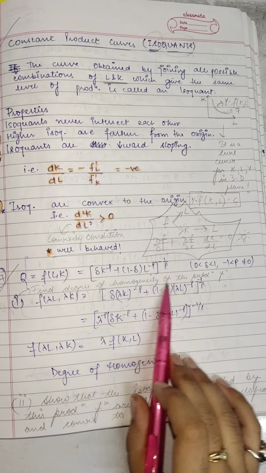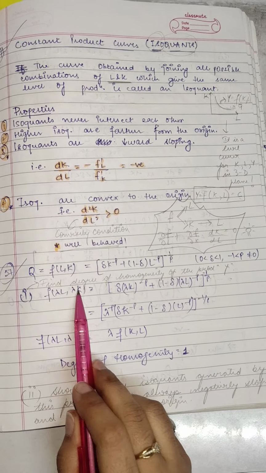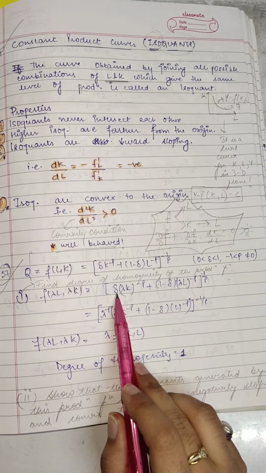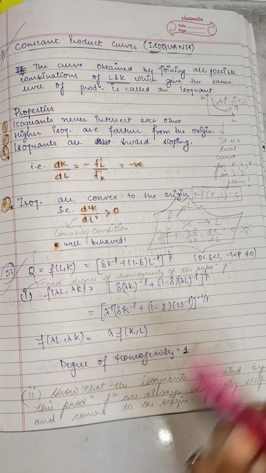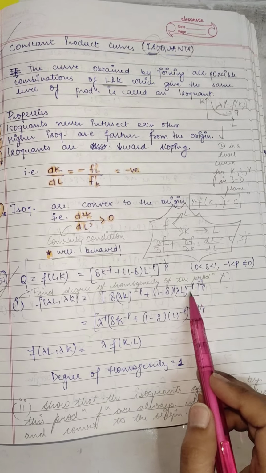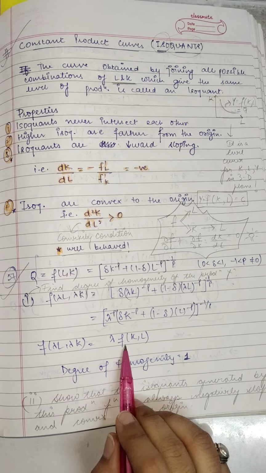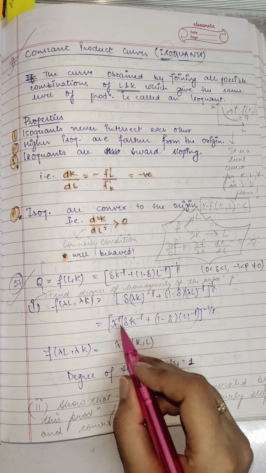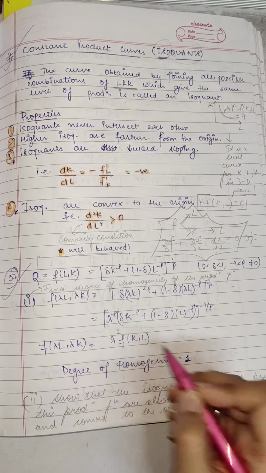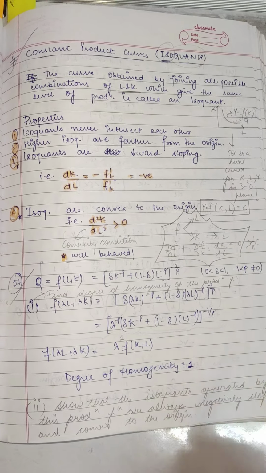Part 1 says find the degree of homogeneity of the production function. What will I do? I'll multiply labor and capital each by lambda, and that will give me delta into lambda K to the power minus rho plus 1 minus delta into labor also multiplied by lambda to the power minus rho. This will give me lambda to the power minus rho into this function raised to the power minus 1 upon rho. Minus 1 upon rho and rho will get cancelled out such that you will have lambda raised to the power 1. So the degree of homogeneity of this production function has come out to be 1.